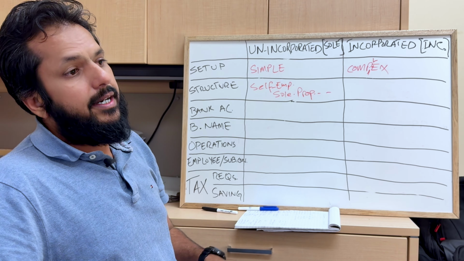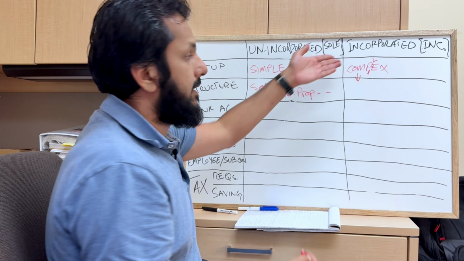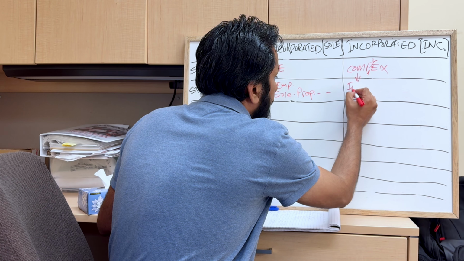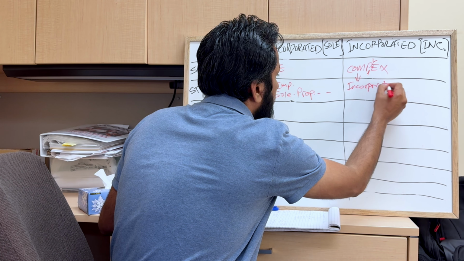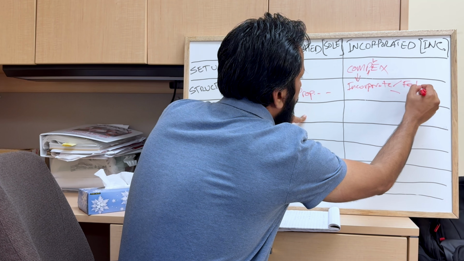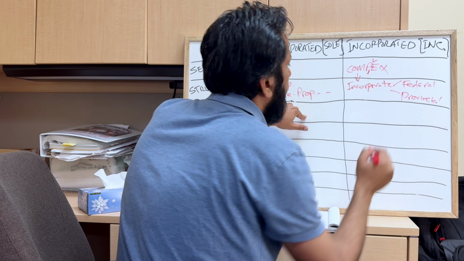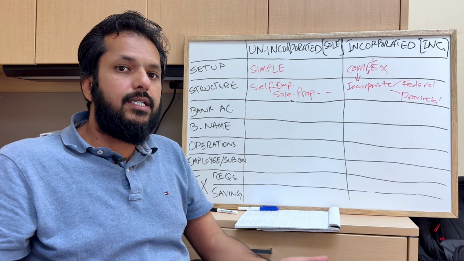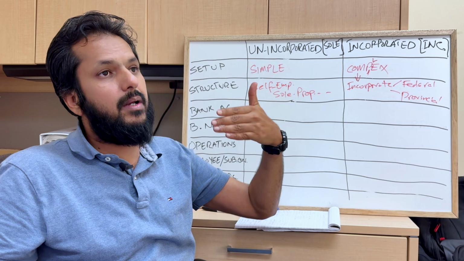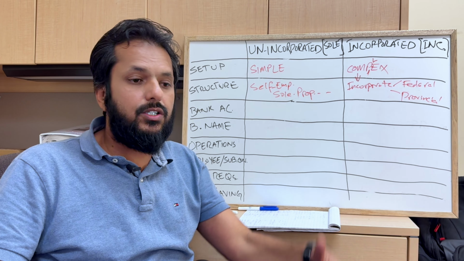Structure for incorporated. Now this is gonna be a bit complicated. As I said, complex in the setup part. Now I'm gonna tell you why, because you have to incorporate, federal or provincial. So you have to incorporate in a certain jurisdiction. It could be the federal jurisdiction, which is Canada-wide, or a provincial jurisdiction, which is just that province.